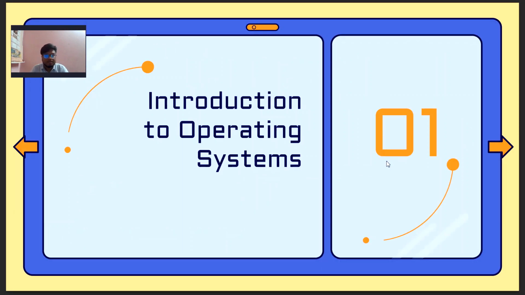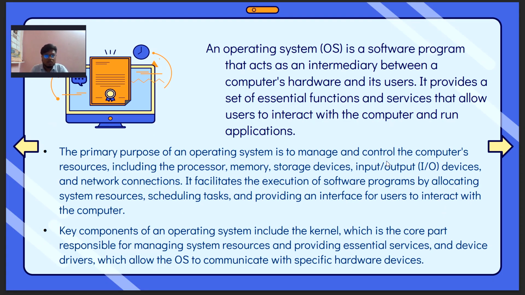Introduction to operating system. At first, let's discuss what is an operating system. An operating system is a software program that acts as an intermediary between a computer's hardware and its users. It provides a set of essential functions and services that allow users to interact with the computer and run the applications. The primary purpose of an operating system is to manage and control the computer's resources, including the processor, the memory, the storage devices, input-output devices, and network connections. It facilitates the execution of software programs by allocating system resources, scheduling tasks, and providing an interface for the user to interact with the computer.